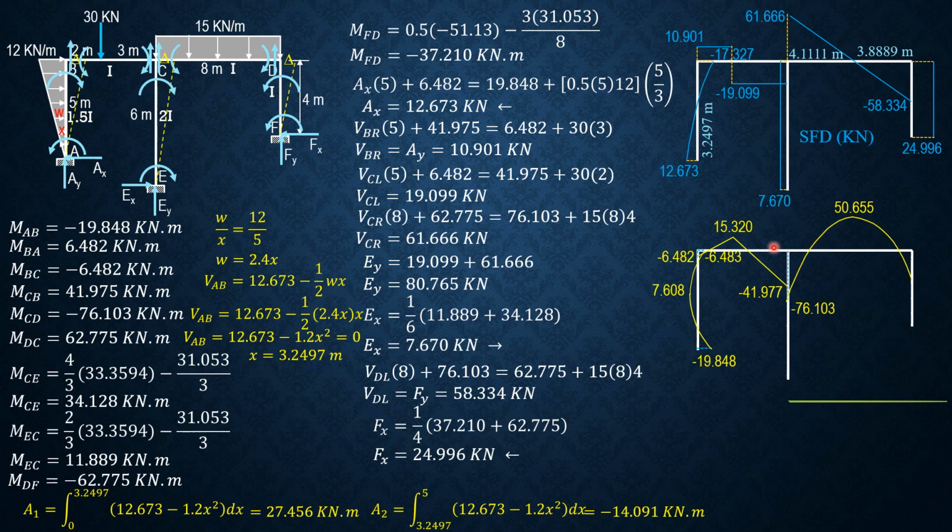Then here, CE, this is the top fiber. So positive 34.128 minus this area here, which is 7.67 times 6. So we'll have negative 11.892. And the expected MEC is 11.889, so that's okay.